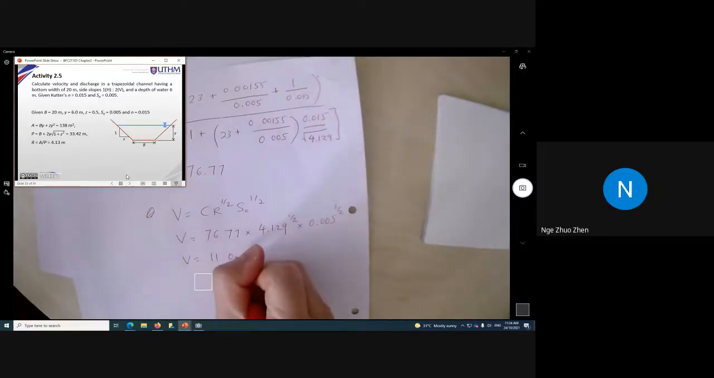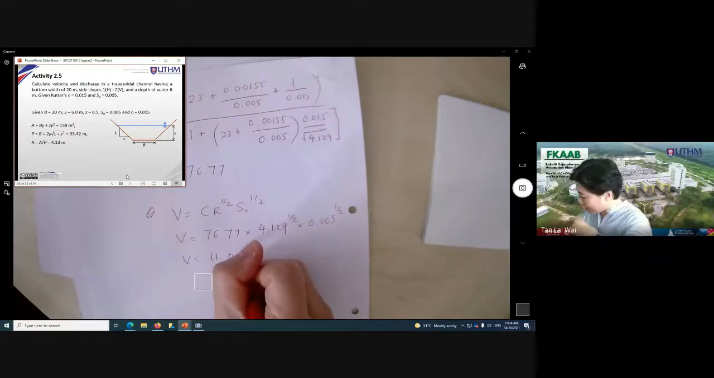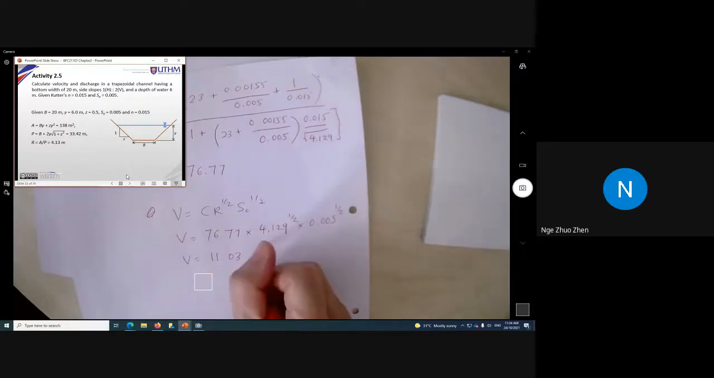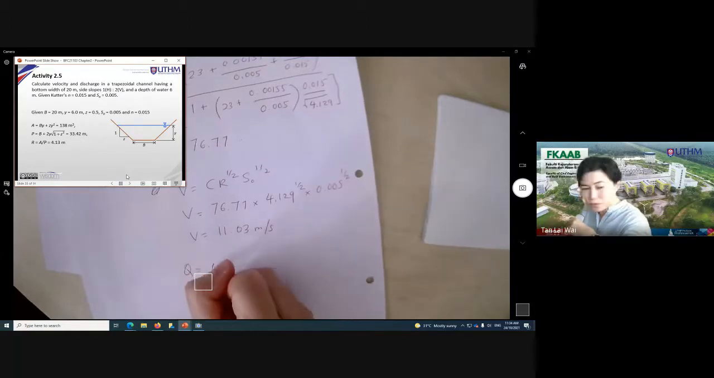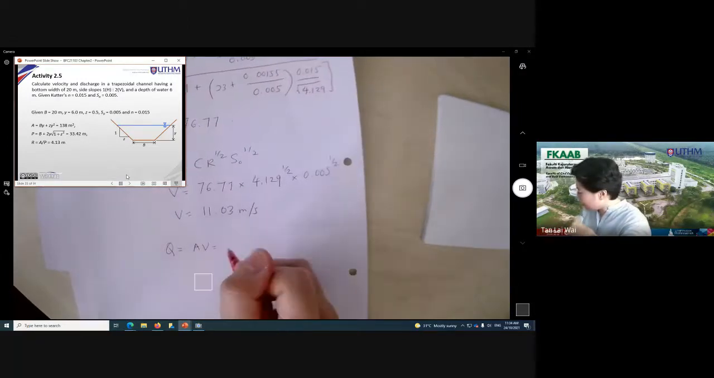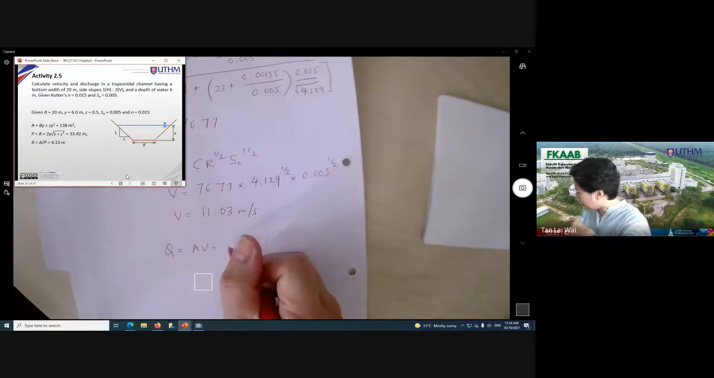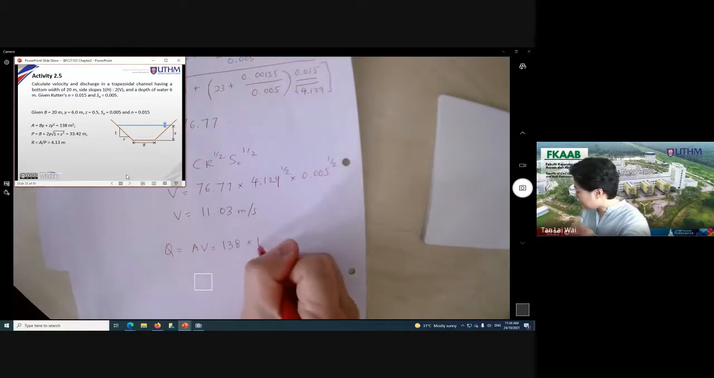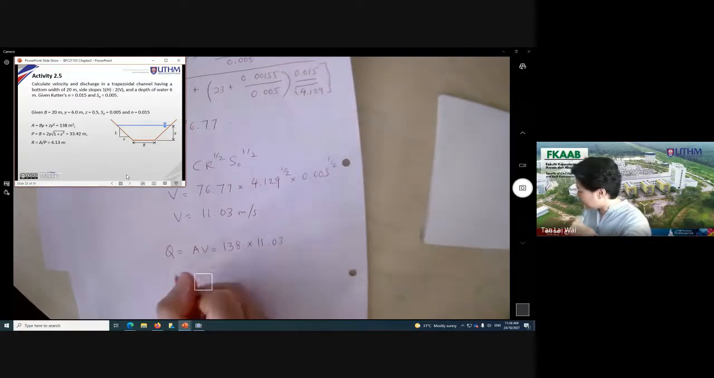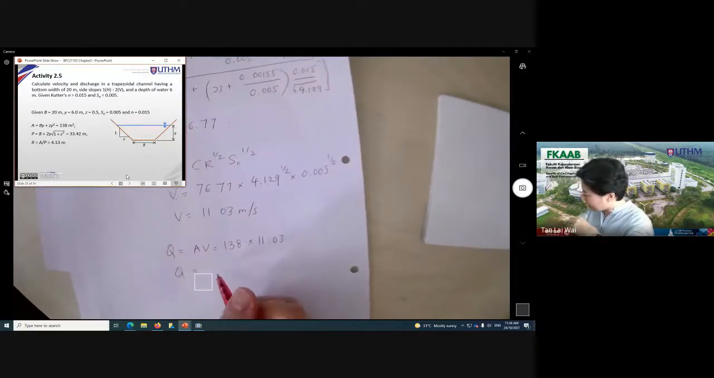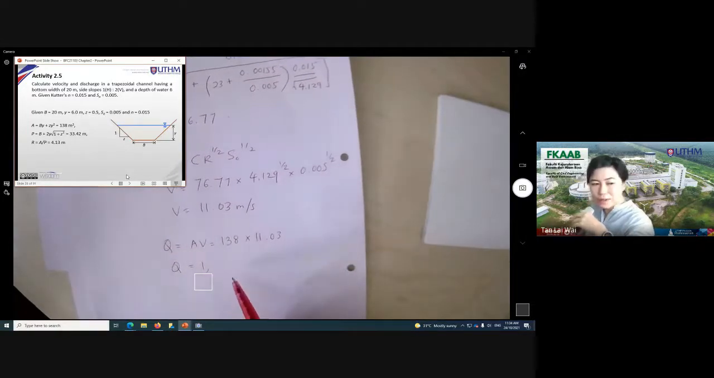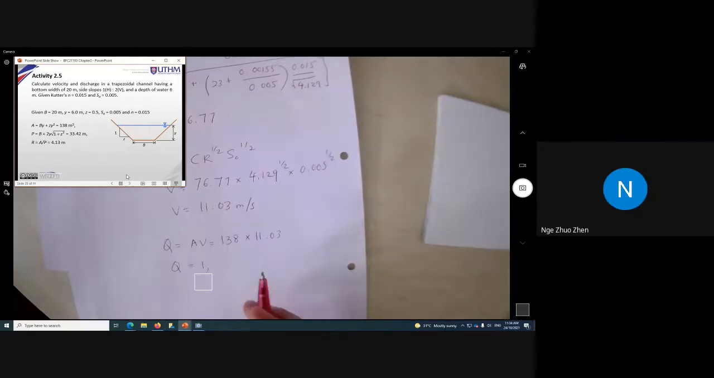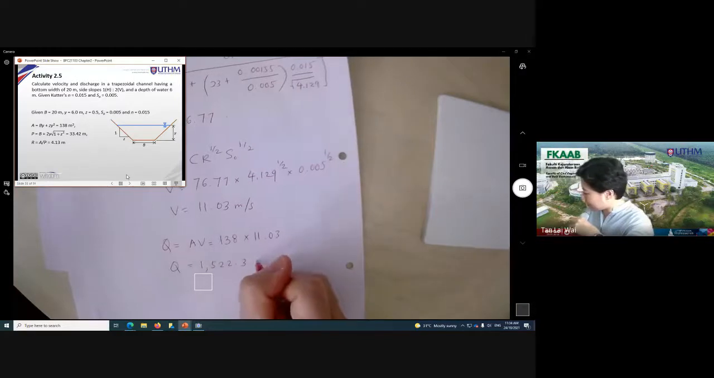(11.031 meter per second). Okay, I'll just use four significant numbers. Then discharge should be AV. A is 138, so Q is 1000. What is the value? 1522.28. Okay, so this would be it.